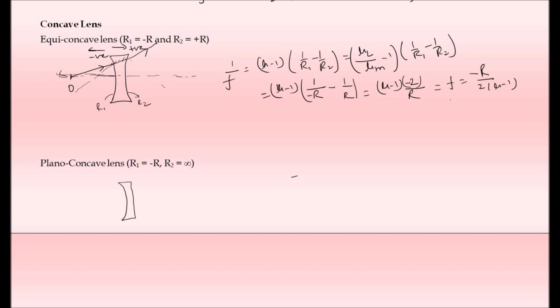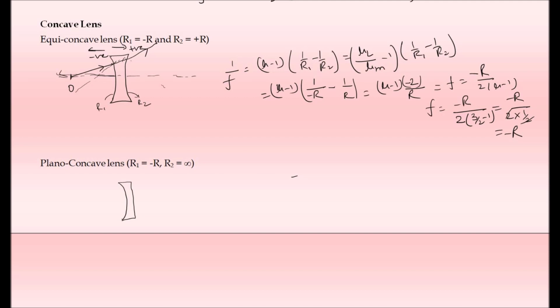Now if we take the refractive index of glass as 3 by 2 and the lens is placed in air, then f comes equal to minus r divided by 2 into 3 by 2 minus 1, and it's minus r divided by 1, so its value is equal to minus r. So if you see here, the focal length of the lens comes out to be negative, and because of this we can say that the concave lens is a diverging lens.